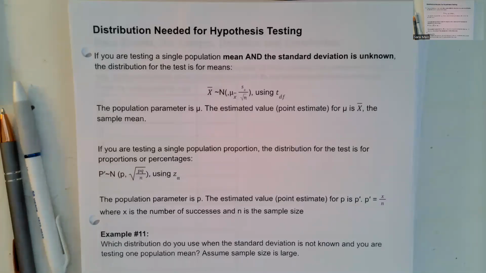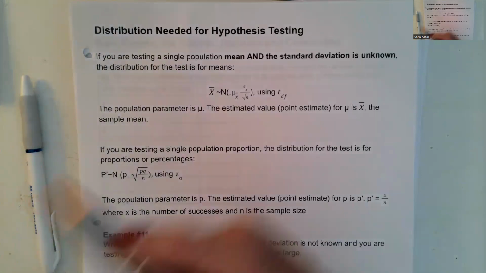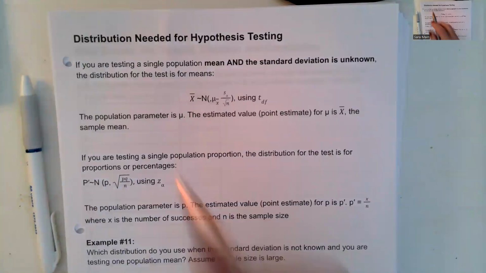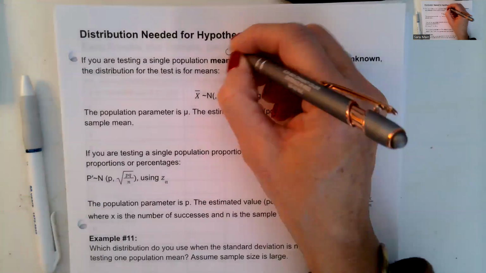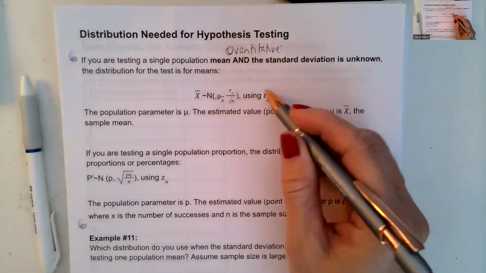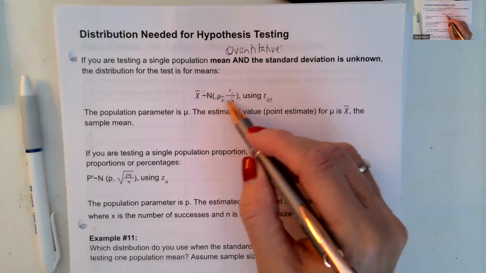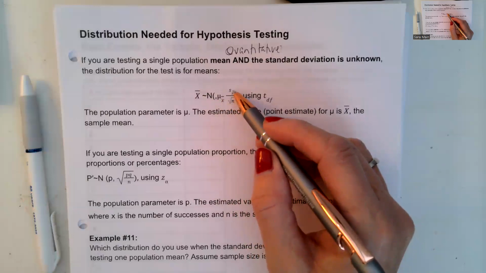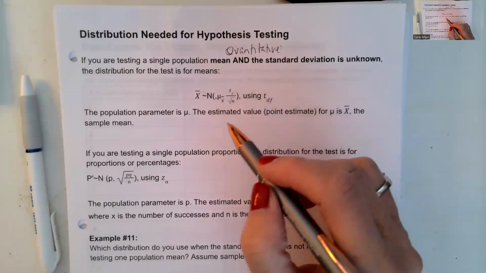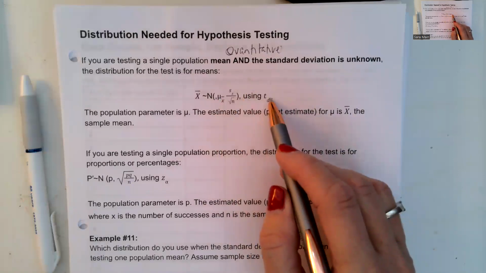Hello, welcome back to the second part of lesson 8.1, introducing all the pieces and parts to hypothesis testing. The next little piece I'd like to go over is the two distributions that we're going to be using. Just like in the confidence intervals, when we're talking about means and quantitative data, we're going to be using the t-distribution, with the mean of the sample means, and your standard error is the standard deviation divided by the square root of n.